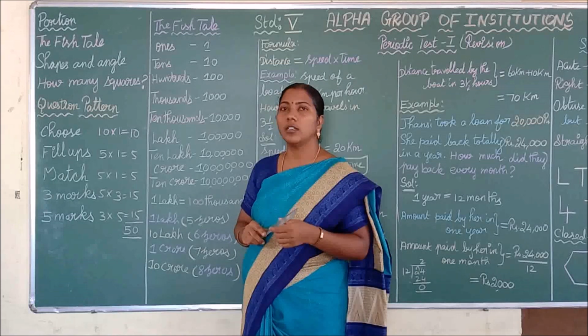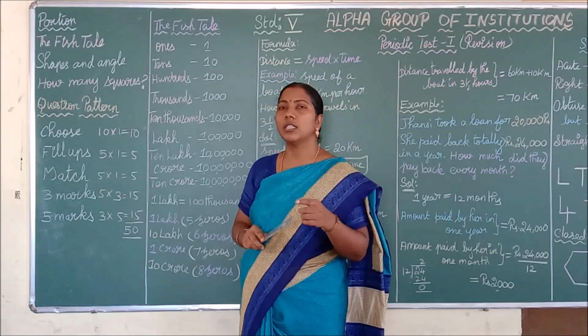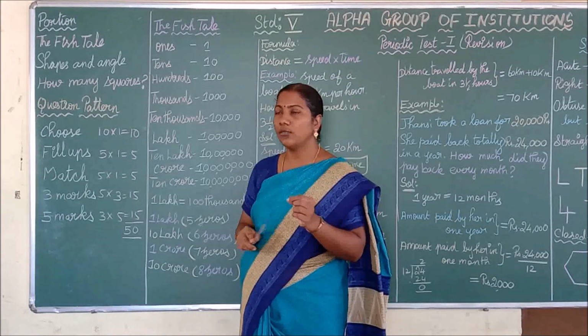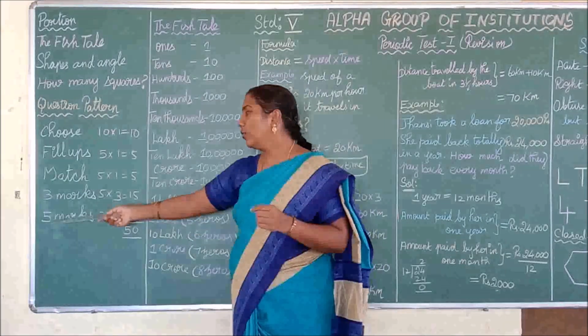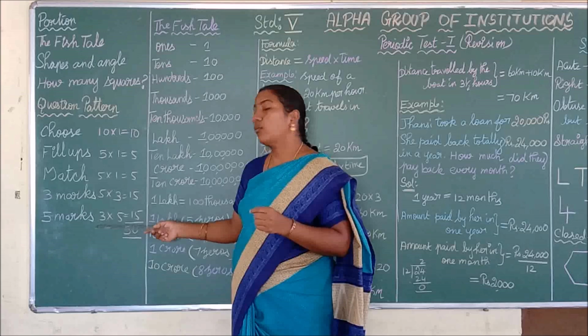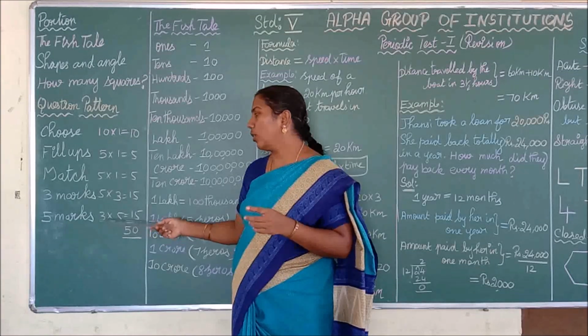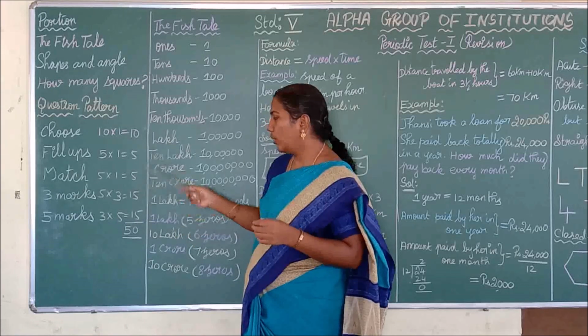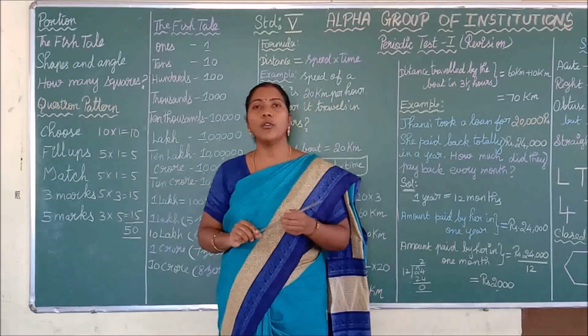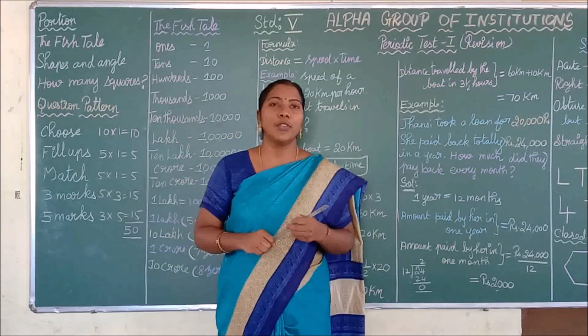You have the choice question. You have totally 6 questions. Among the 6 questions you have to answer 5 questions. So 5 into 3, 15. Similarly, you have 5 marks for 4 questions. Among the 4 questions, you have to answer 3 questions. So 3 into 5, 15. So totally you have 50 marks. So you are going to write the exam for 50 marks.